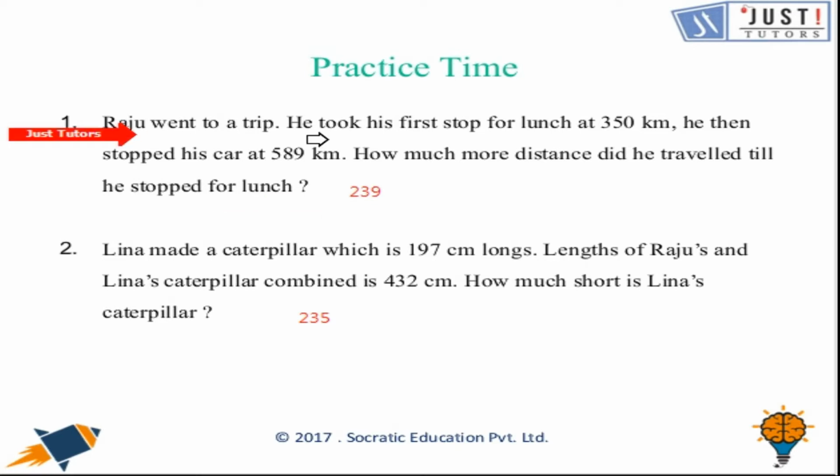Raju went on a trip. He took his first stop for lunch at 350 kilometers. He then stopped his car at 589 kilometers. How much more distance did he travel after he stopped for lunch? So what you have to do is 589 take away 350, and that will give you 239 as the answer. Now for question 2, you'll get 235 as the answer. I'm sure you can do question 2 now.